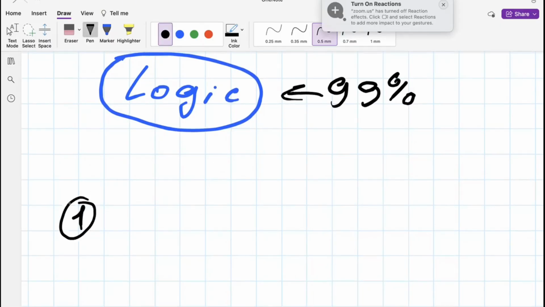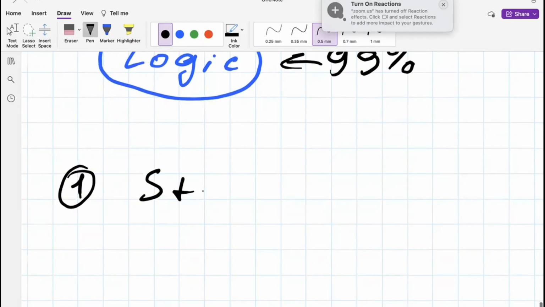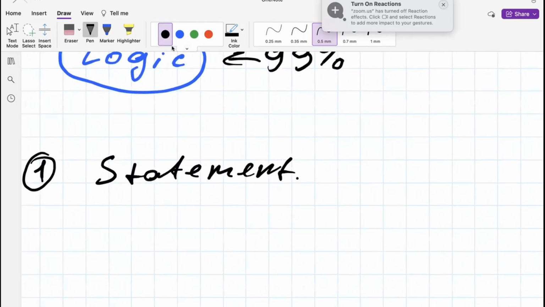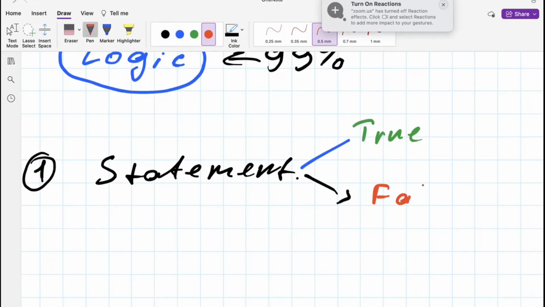And the first level, the beginner level, the fundamental thing of logic, is the statement. It's a really important part to understand what a statement is. Basically, a statement is a sentence that could have 2 forms. The first one, it could be true. And the second, your statement could be false. And that's it. So a statement has 2 forms: it's true or it's false.